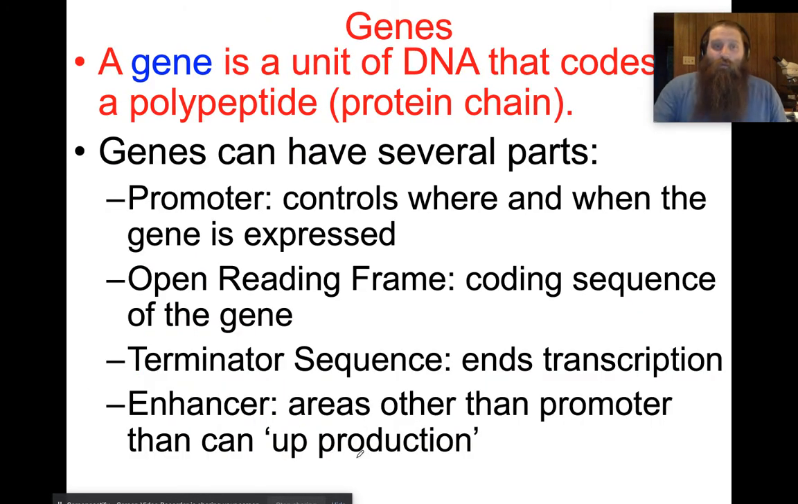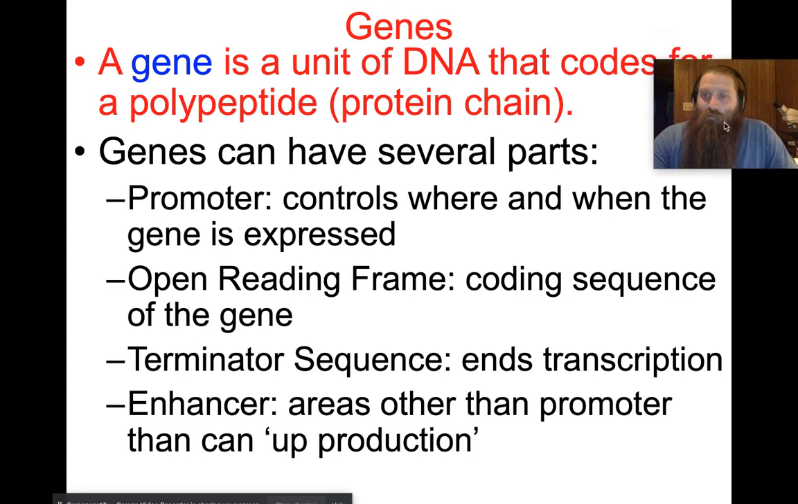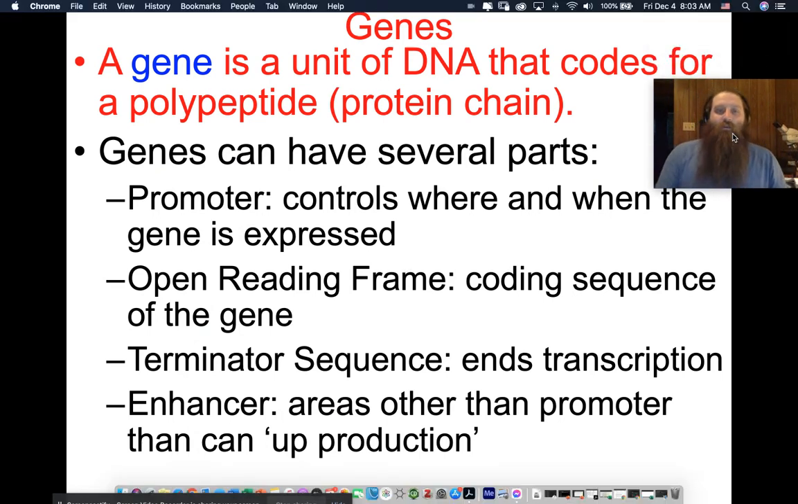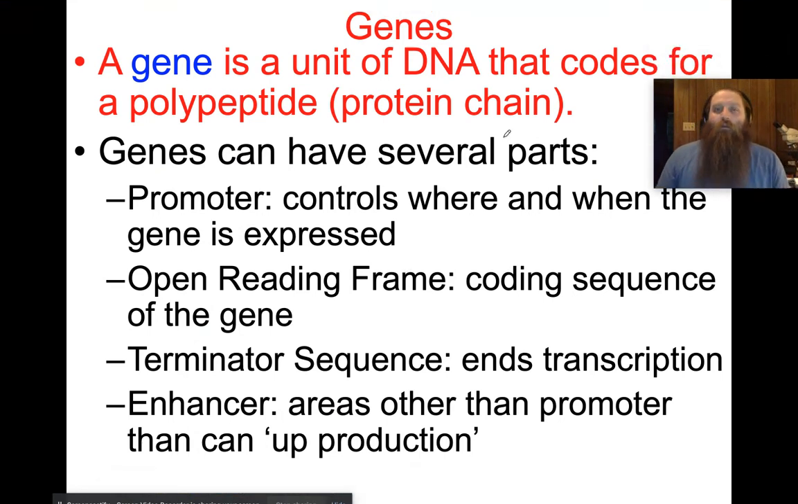When we're talking about those genes, all right, the definition of a gene that we want to use is that a gene is a unit of DNA that codes for a specific protein or a polypeptide. Remember, proteins have peptide bonds, and poly means many. So many peptide bonds, many proteins, that would be a polypeptide.